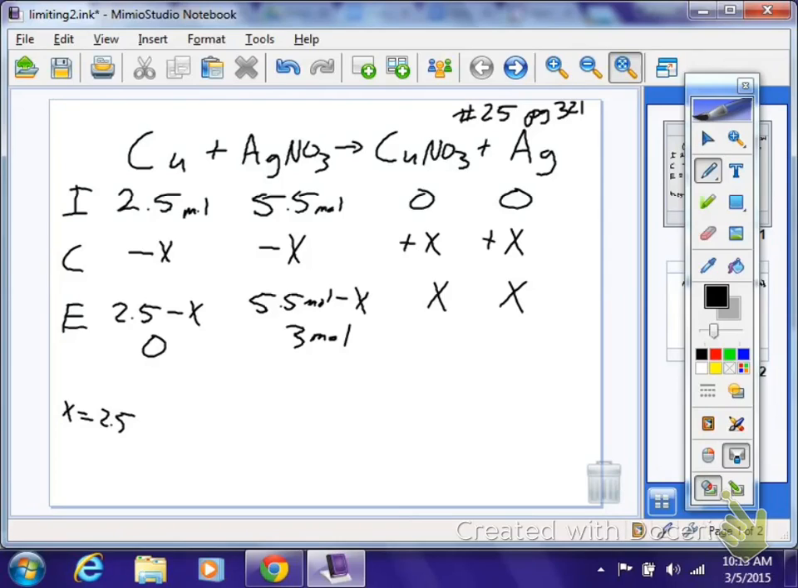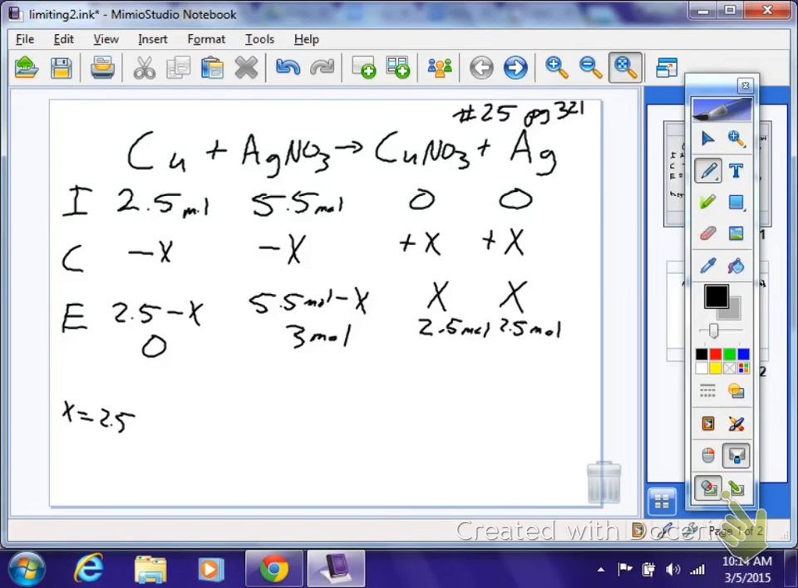Okay? The answer for C is determine the number of moles of each product formed. Well, it's 2.5. Okay? So 2.5 moles are formed of each product. So then you'd say 2.5 moles of copper nitrate, and then you'd say 2.5 moles of silver. That would be your answer for C. So there's 6 points out of 6 points that you get. Okay, we did it in less than 5 minutes.